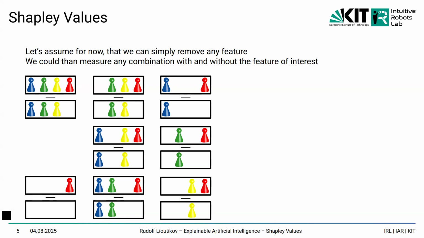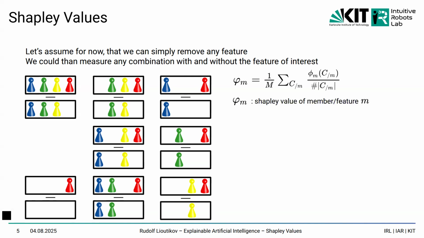With all of this, we can now formulate our Shapley value, actually, not the loss itself. This looks very intimidating, but we're going to go step by step through this equation. So here, phi_m is the Shapley value of the feature or the member m. In our case, always the red player. And then we have overall M total features.